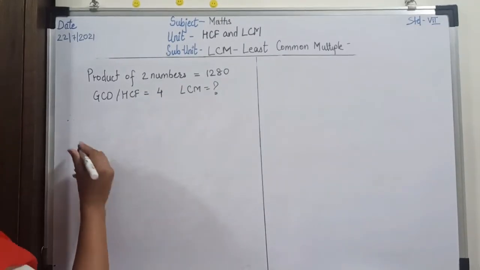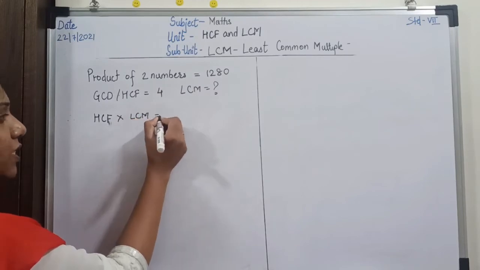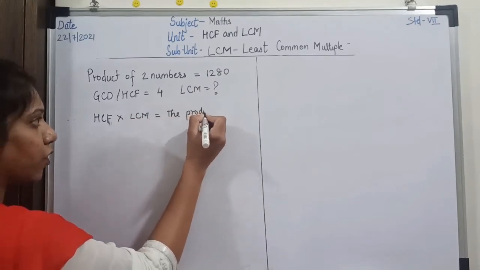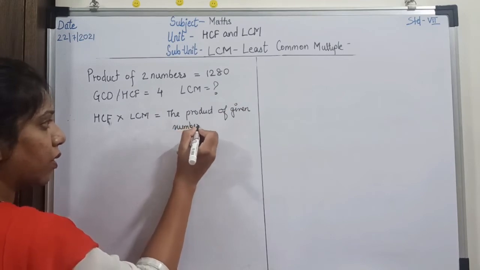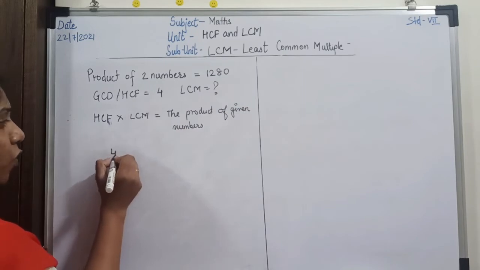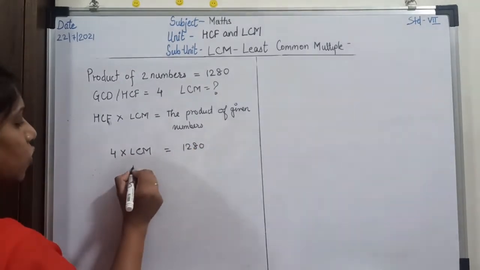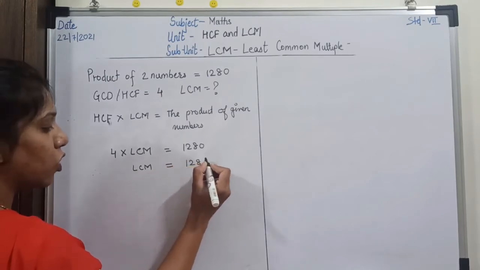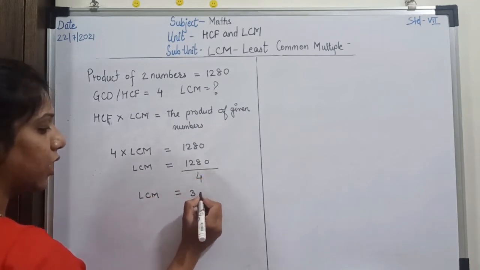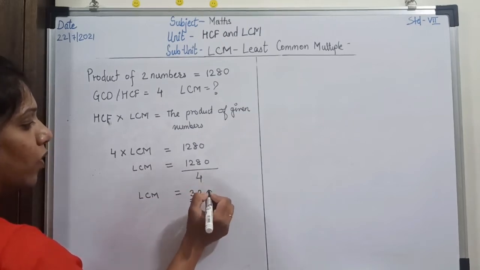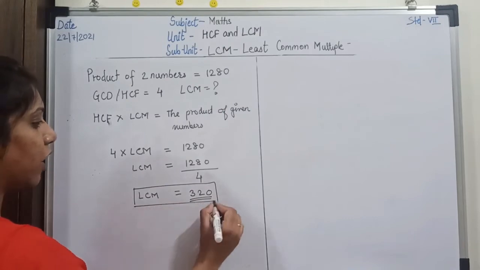We have just solved one sum which says that HCF into LCM is equal to the product of given numbers. Correct? So HCF is 4, into LCM we have to find. We know the product, which is 1280. So simple. If it's a multiplication, if it goes on the right hand side, it becomes the division. So our LCM is equal to 320. 4 ones are 4, 4 threes are 12, 4 twos are 8, and 0. So this is how you find out the LCM.